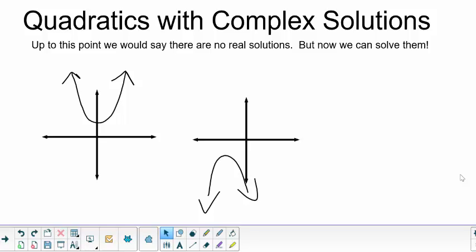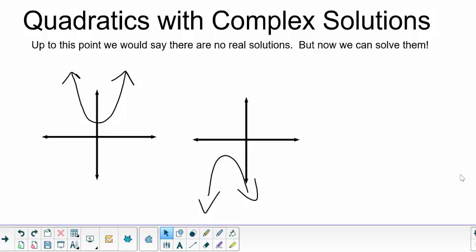Hello everybody. Today we're going to be talking about how we could find complex solutions with quadratics. So up till this point, when we've solved using factoring, completing the square, the square root property, or the quadratic formula, if we ended up with a negative underneath the radical, or we realized that the graph didn't cross the x-axis, we would just say no real solutions. But now we can actually solve for our complex solutions.